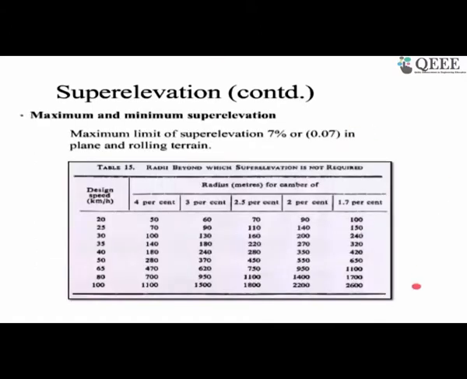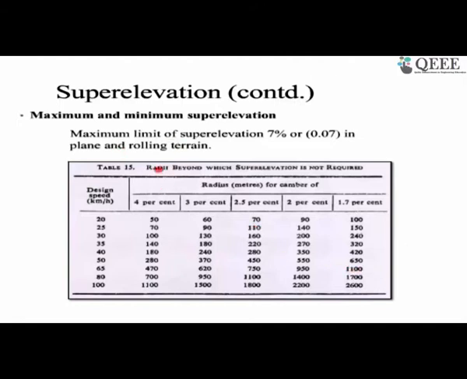So how do we look into this? Basically, the IRC has provided a design chart like this. There is a design speed, the radius in meters, and the percentage of super elevation which needs to be provided. So if you know the design speed, you can find out the radius, and what camber you are providing. This is actually the maximum super elevation. We'll come to this one.